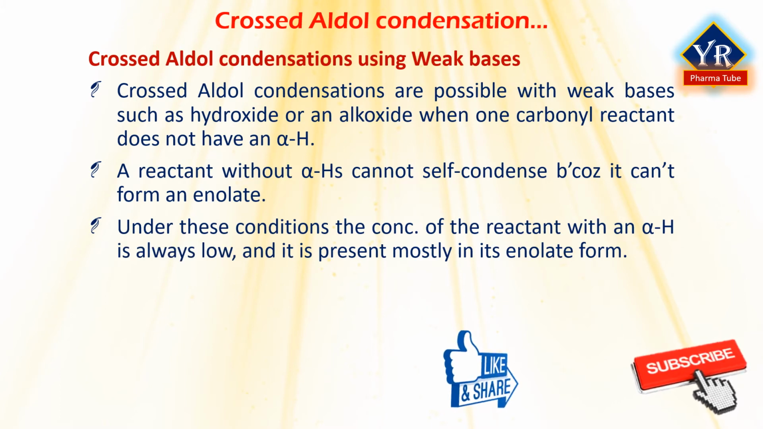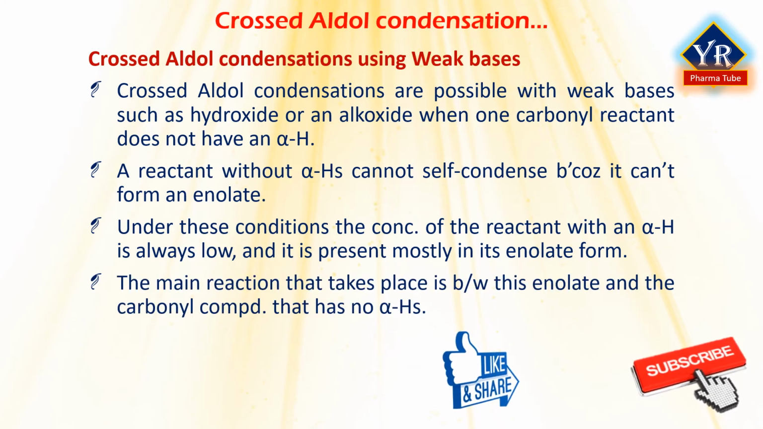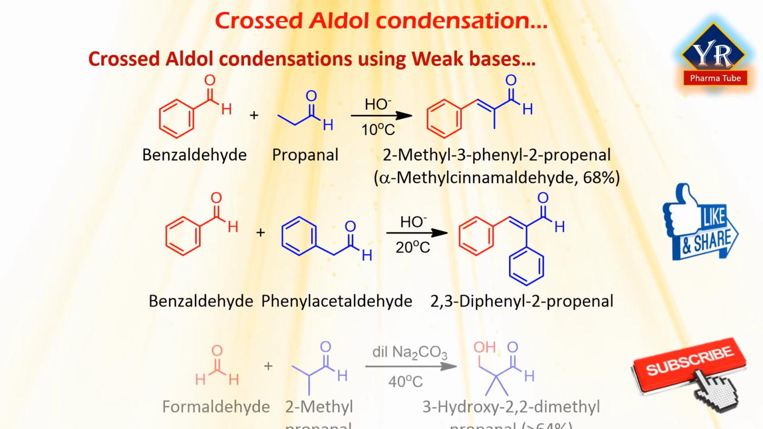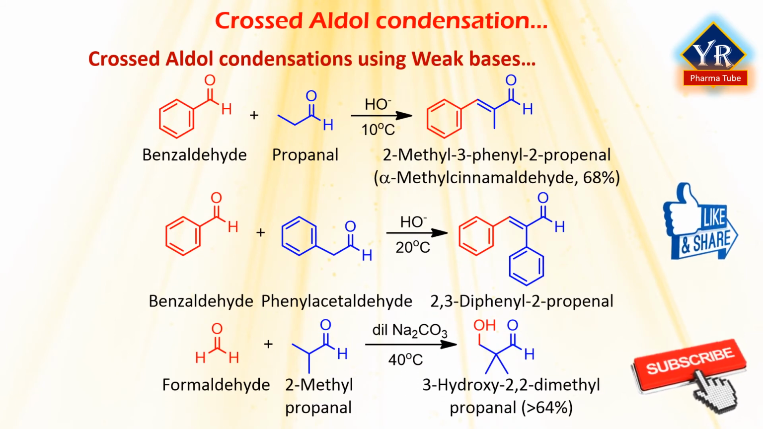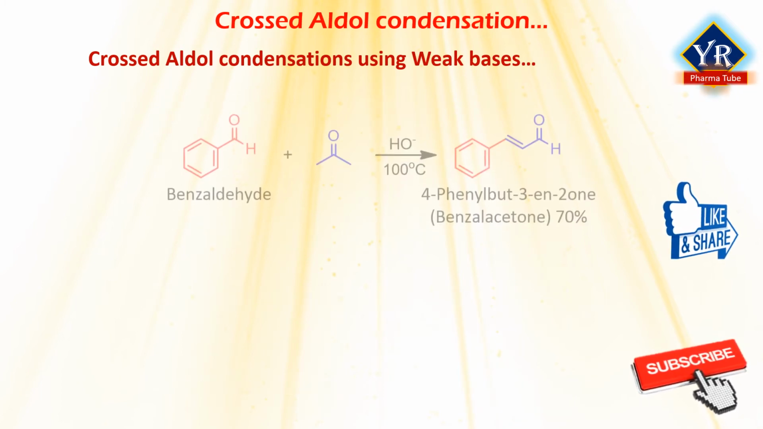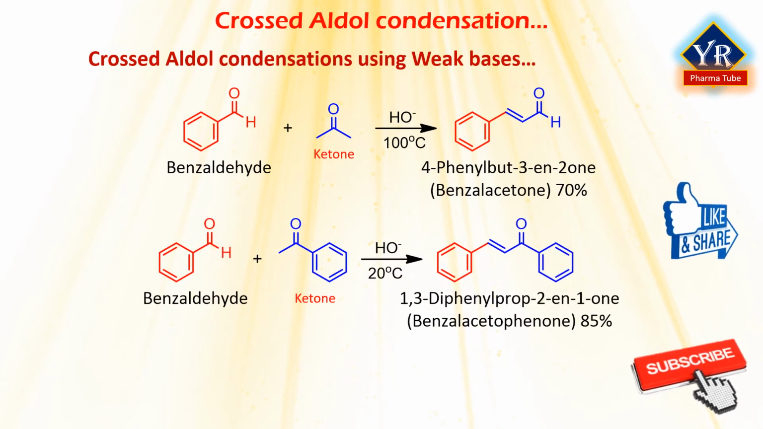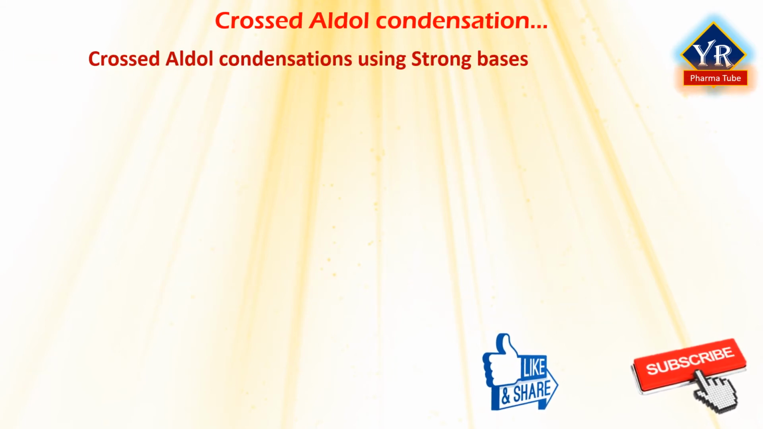Under these conditions, the concentration of the reactant with an alpha hydrogen is always low and it is present mostly in its enolate form. The main reaction that takes place is between this enolate and the carbonyl compound that has no alpha hydrogens. The reactions shown here illustrate results from this approach. The crossed aldol examples shown here involve aldehydes as both reactants. A ketone can be used as one reactant because ketones do not self-condense appreciably due to steric hindrance in the aldol addition stage.